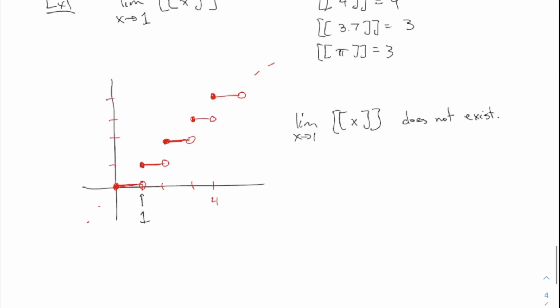It might help to look at the picture here. Can you think of two ways that you could approach 1 so that when you plug those values into the function, you get a different answer either way? Yeah? Did you do 1 plus 1 over n and 1 minus 1 over n? Mm-hmm. I think she's thinking about the fact that if you approach 1 from this side, then the values of the function are always 0. But if you approach from this side, the values of the function are always 1. So my two sequences are one which approaches from the left side and another which approaches from the right side. And then they should end up having two different limits.